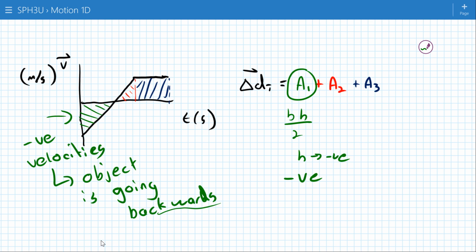We'll talk about graphs of motion with more complex combinations as are shown in this graph in a future video, but that's all for now.